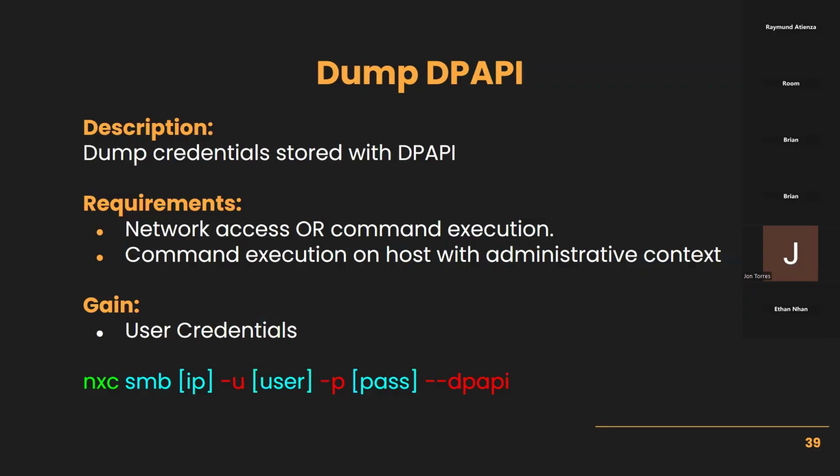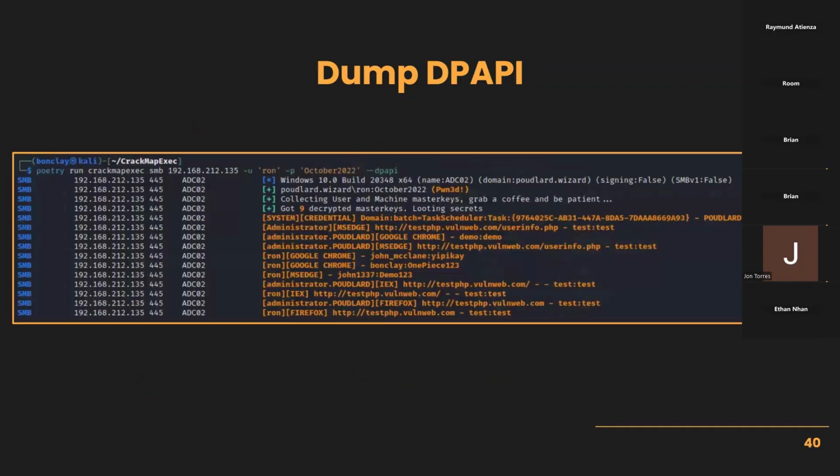DCSync, same thing. You need admin privileges to basically get user credentials for all users in the domain. And here's another example.